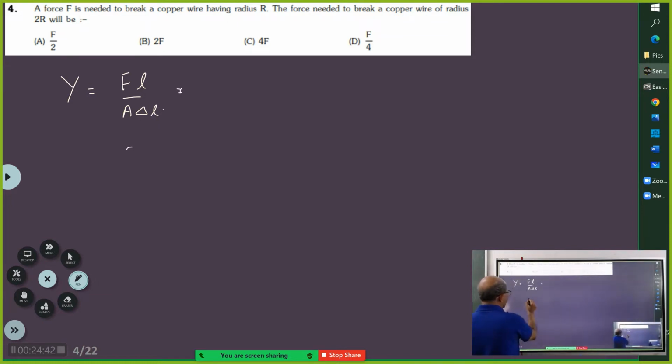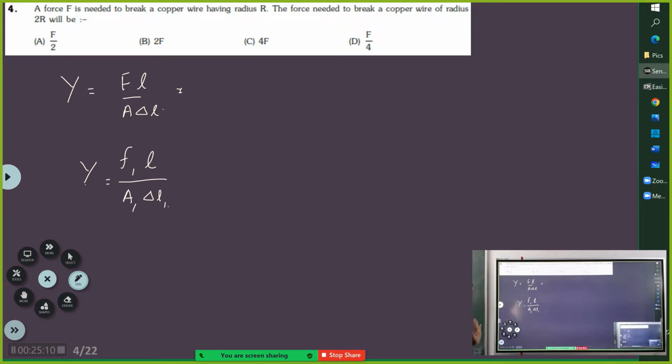In the first experiment, you have taken the force F1, and then the length L and the cross section A1, and the corresponding change will be delta L. Clear? Force F1, and this area is also A1.